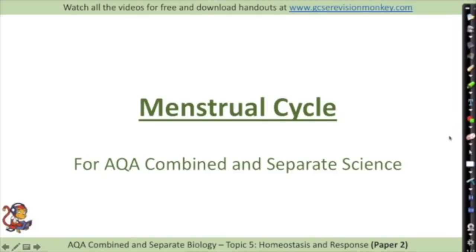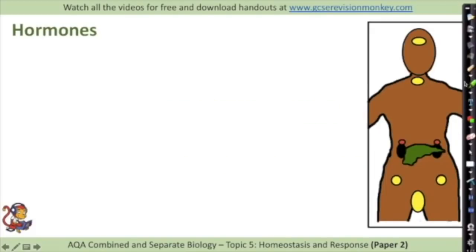Still on the theme of hormones, we're going to look at hormones that are involved in the menstrual cycle now. So here we still have the endocrine system on the right hand side here. At the top we have the pituitary gland, and this produces follicle stimulating hormone, which is FSH, and it also produces luteinizing hormone, LH. You need to know what these two do.